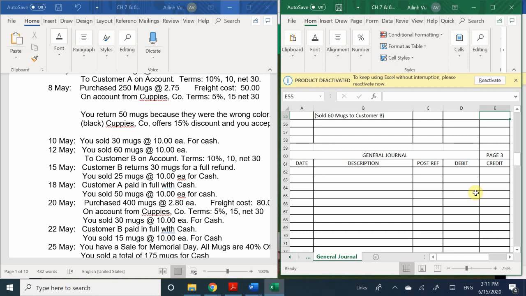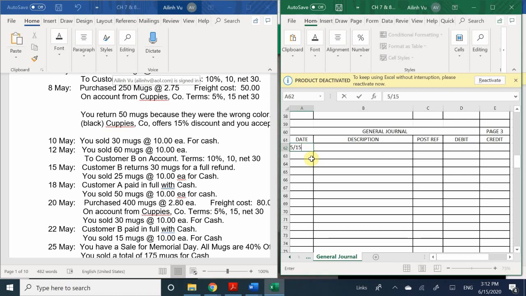Okay, so let's go ahead and finish the 15th of May, and then we can go on a break real quick. So let's go ahead and do that right now. So what happened on the 15th of May? So we're starting on the third worksheet now. Okay, so hopefully I have enough.